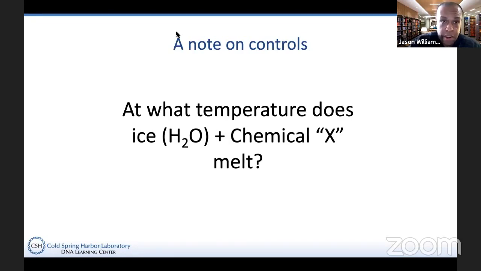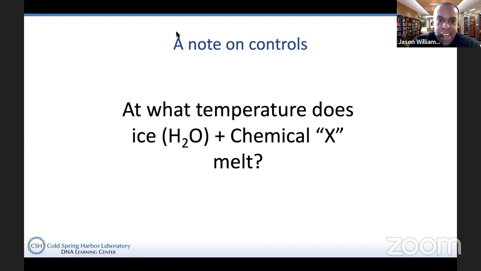let me just paint a very simple thought experiment for you. If I had a question, not even a hypothesis, really just a question, at what temperature does ice, H2O, if we add chemical X, whatever that is, I don't know what it is, but if we add chemical X to ice, and we ask the question, at what temperature does that ice melt now that it has chemical X? How would you measure it, and what would be your controls?